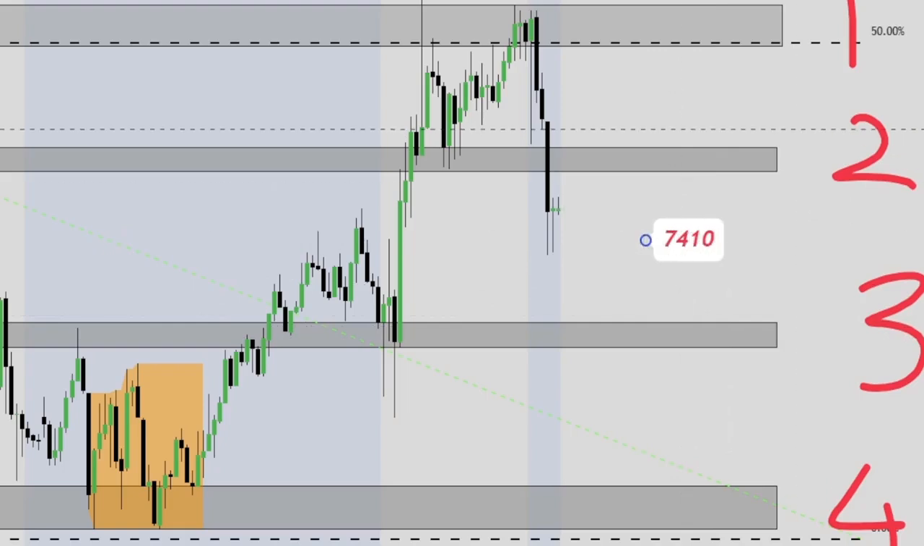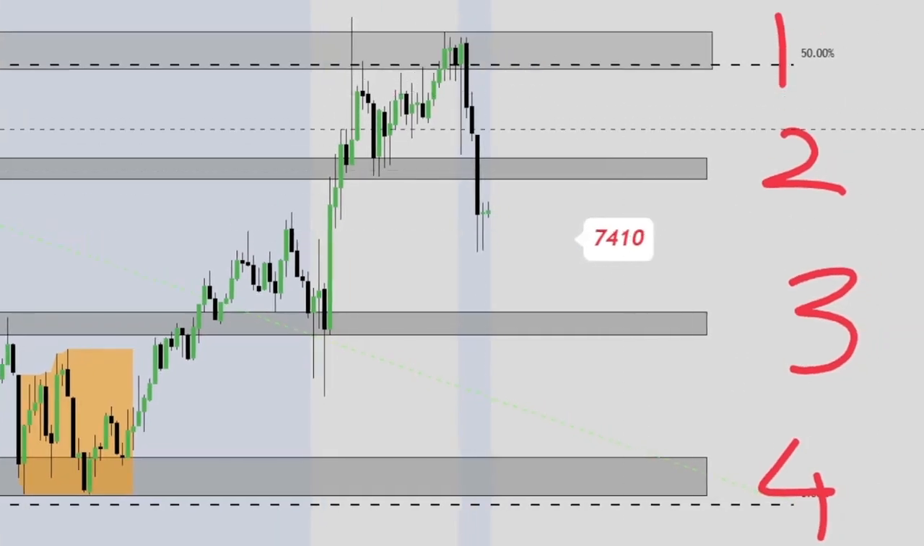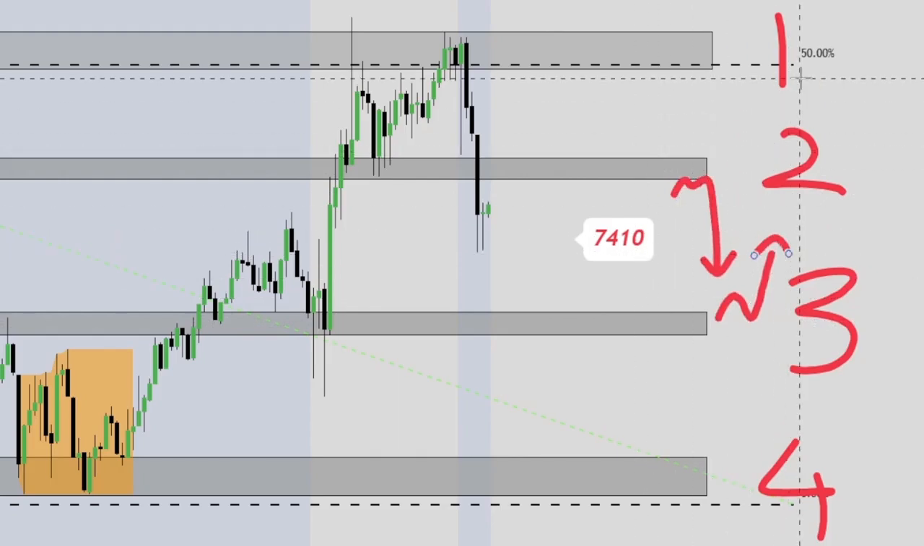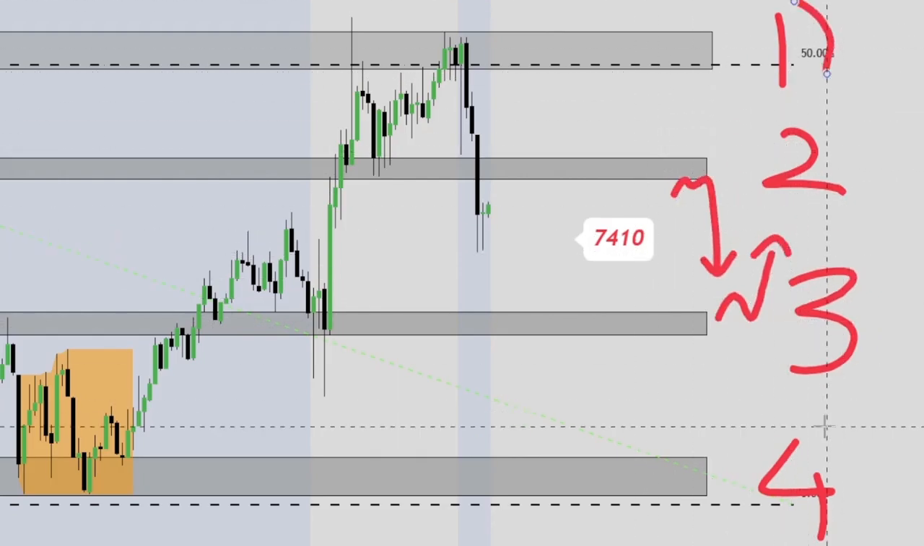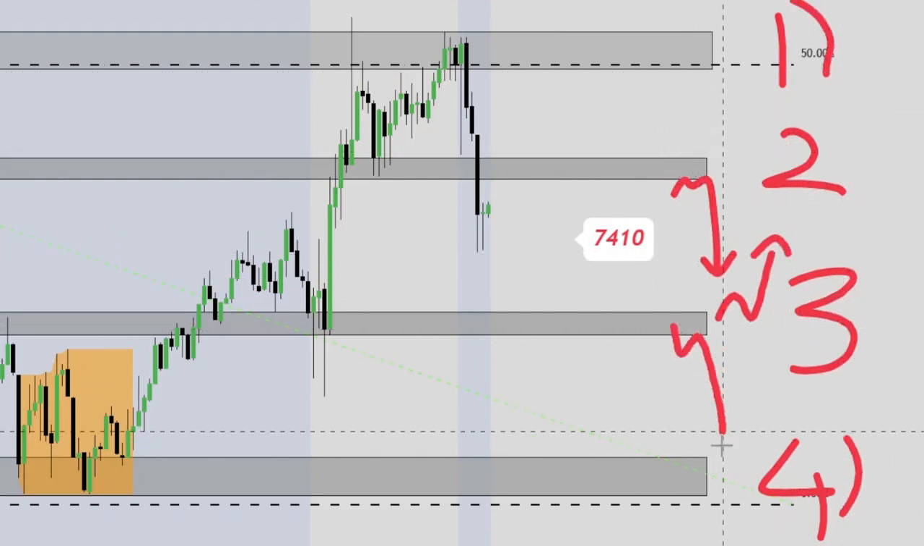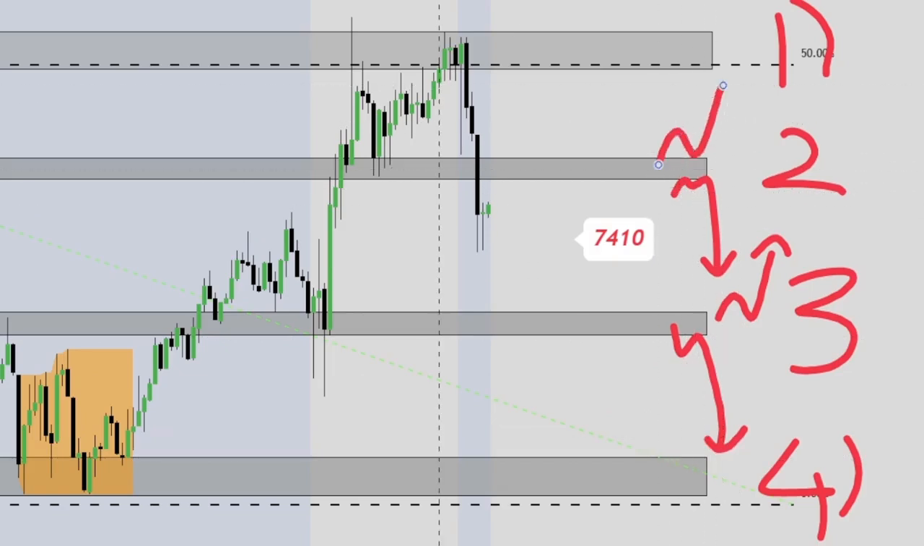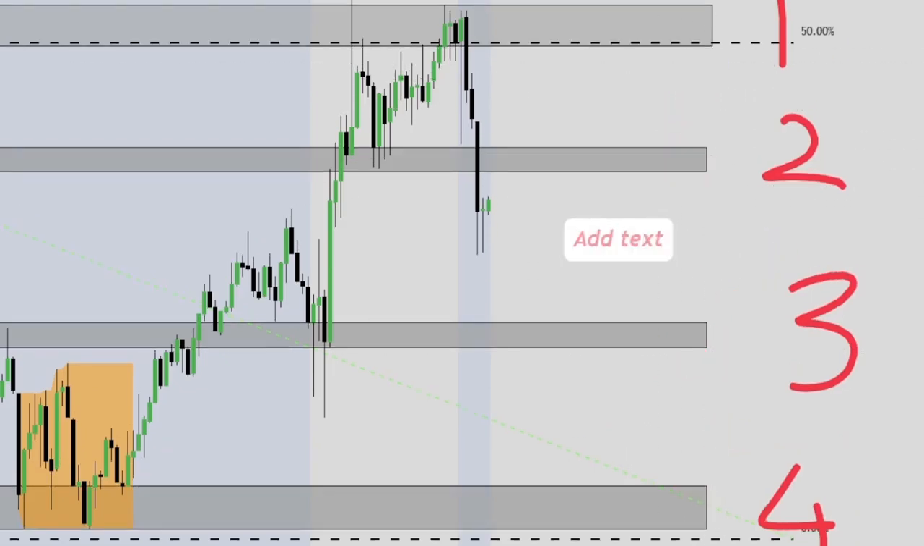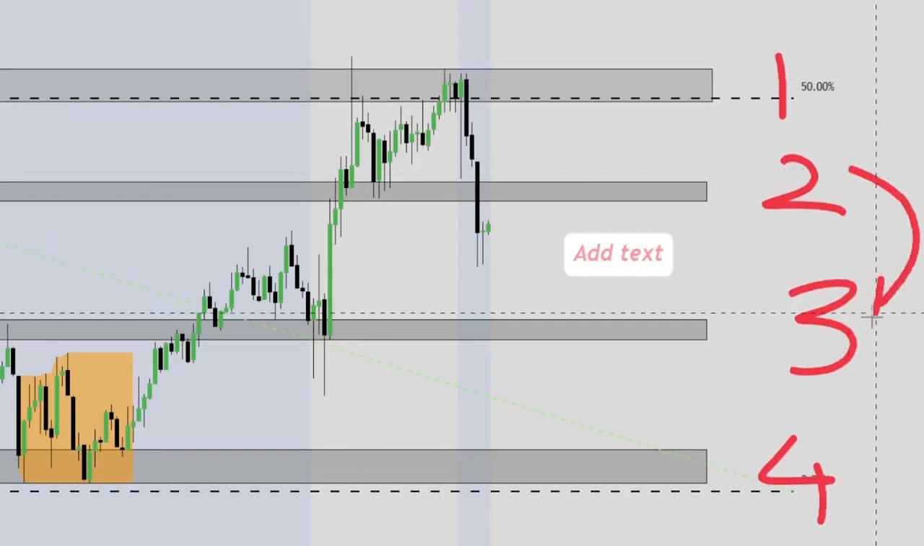Now, if we open up at 74.10, what this means by definition is we are only interested in trading from 2 to 3 or 3 to 2. We are kind of interested in key level 1 and key level 4, but those are only breakouts from 3 and breakouts from 2. So we're only interested in these 2 levels here.